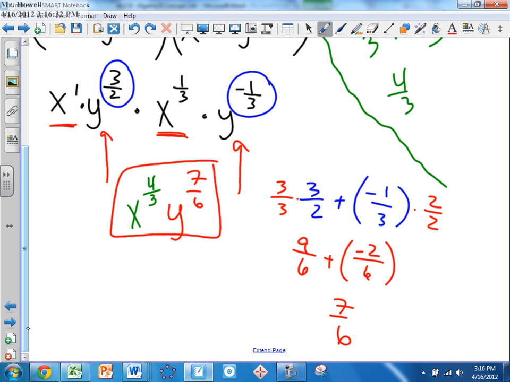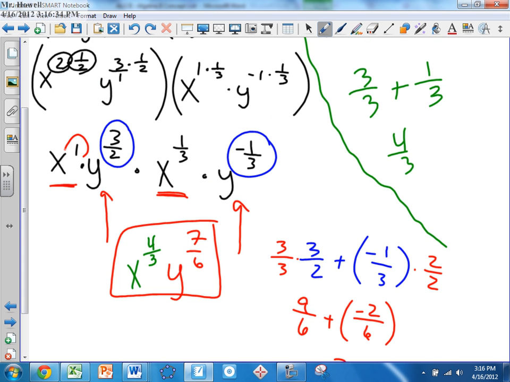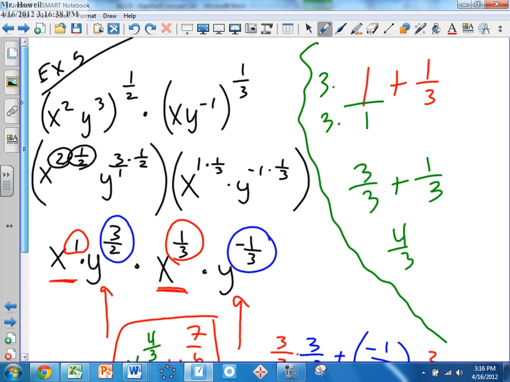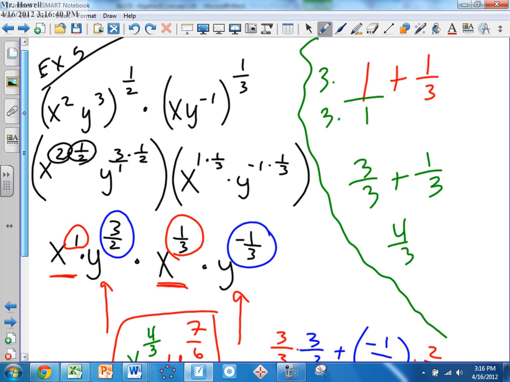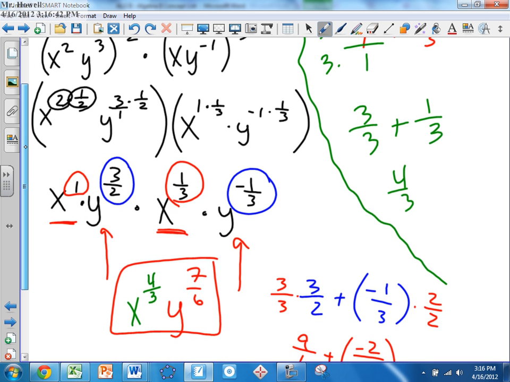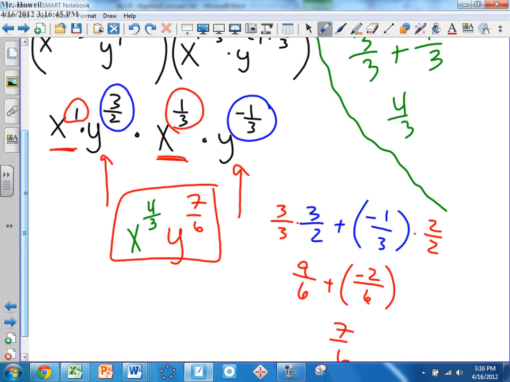x to the 4/3. We had a 1. We needed to add it together with a 1/3. We did that work in the upper right. 1 plus 1/3. Instead of 1, we write it as 3/3. 3/3 plus 1/3 gives you the 4/3. Now keep in mind, guys, this example and this answer is fine.